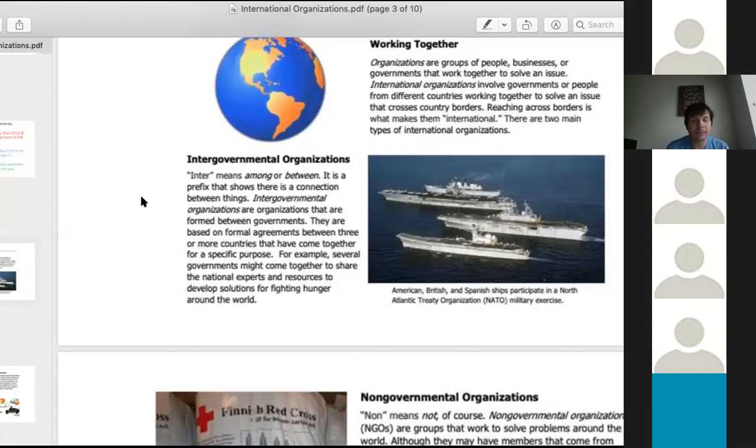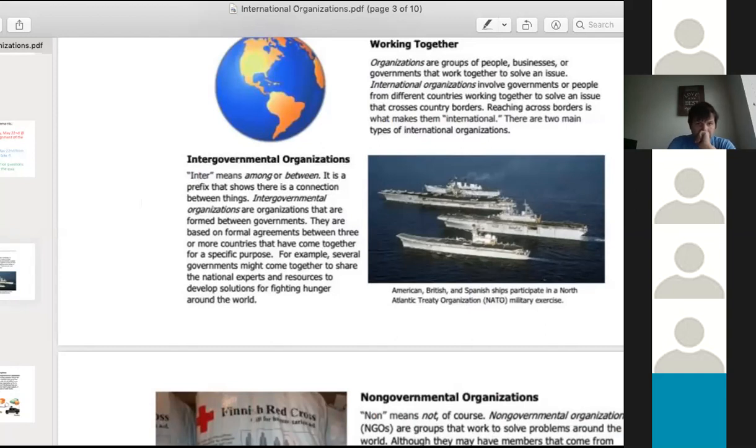Intergovernmental organizations. Inter means among or between. It is a prefix that shows there is a connection between things. Intergovernmental organizations are organizations that are formed between governments. They are based on formal agreements between 3 or more countries that have come together for a specific purpose.